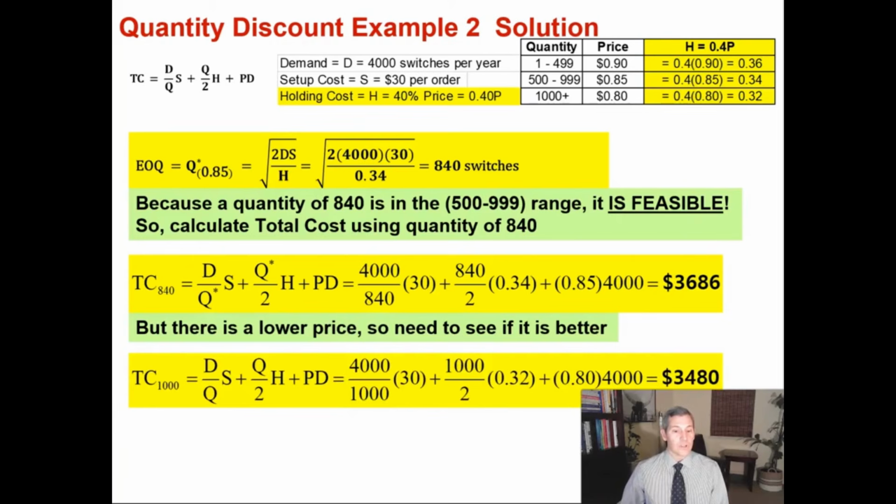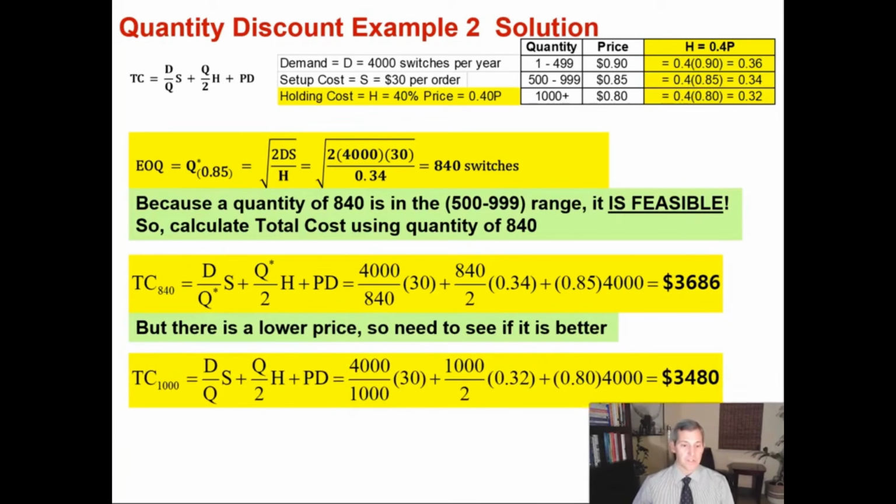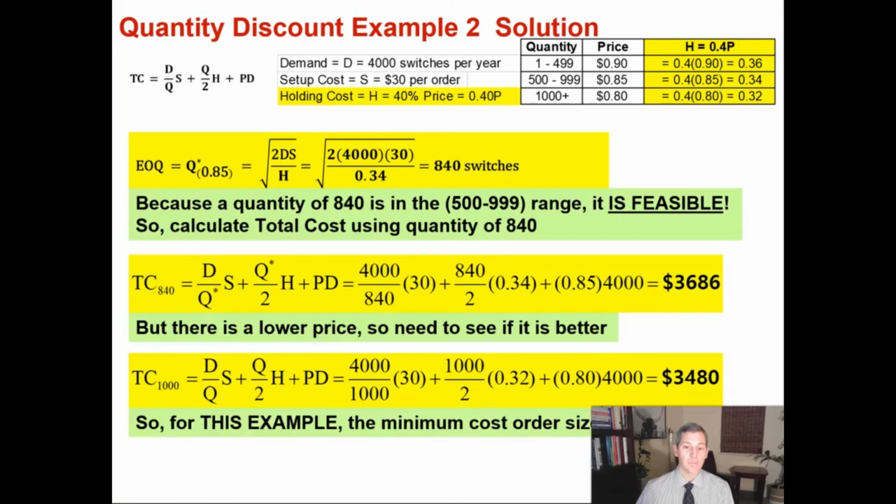So now we're going to use 80 cents as our purchase price, 32 cents as our holding cost, and now that brings down our total annual cost, or our total cost, to $3,480. So for this example, it makes sense to buy the 1,000 unit price break because we're going to pay 80 cents. And the 80 cent price and the lower holding cost is going to bring down our total overall cost to $3,480.